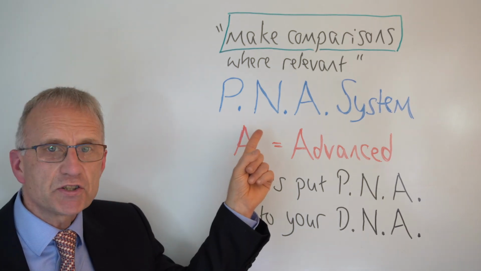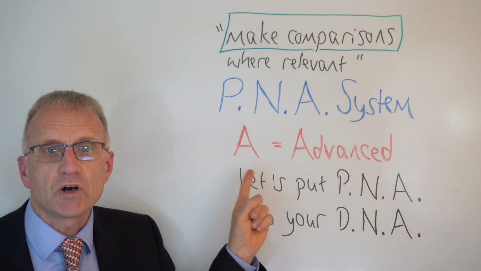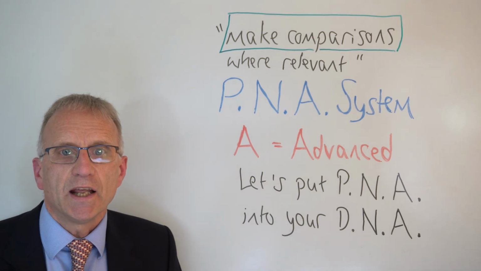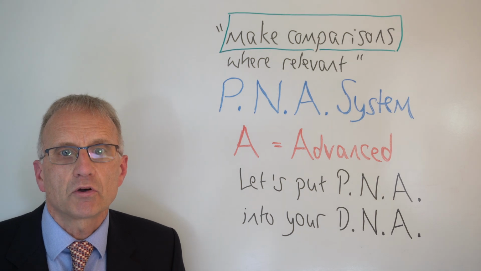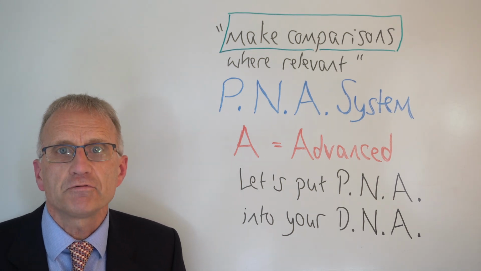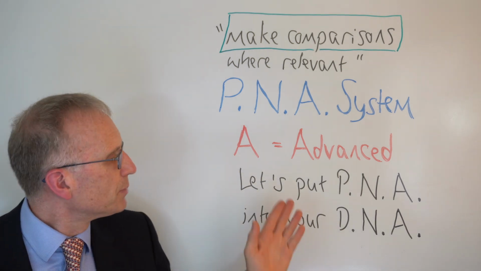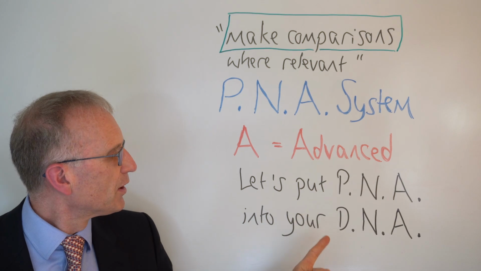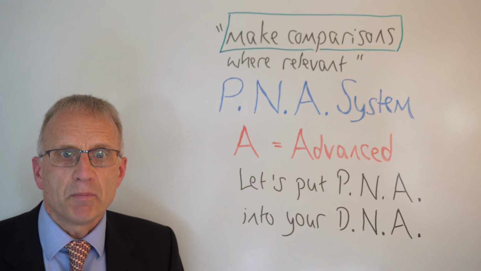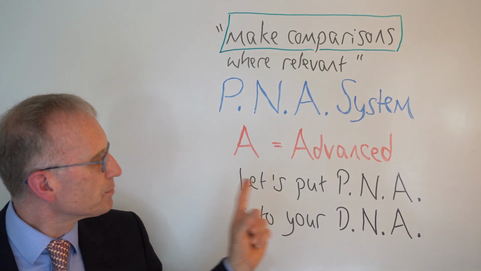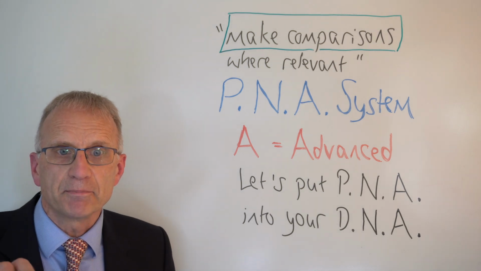In the PANA system for making comparisons, A stands for advanced. In grammar books, this structure is usually called a numerical comparative, but I've chosen to call it an advanced comparative because PNA rhymes with DNA, and that helps you to remember the system and put PNA into your writing DNA.